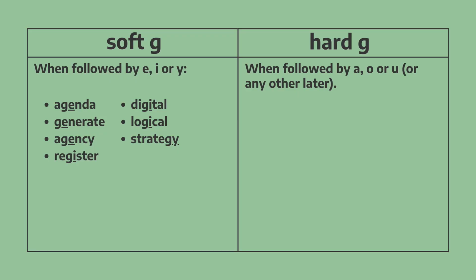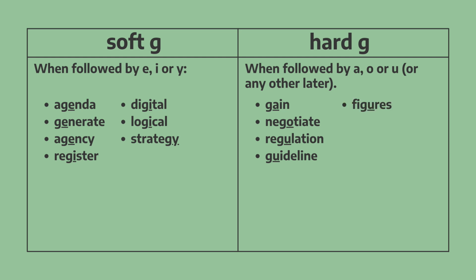First example where G is followed by A, gain. Then an example where the G is followed by O, negotiate. And now some examples where the G is followed by U, regulation, guideline, figures. And now a couple of examples where the G is followed by other letters, agreement, significant. Great, so that's the general rule.